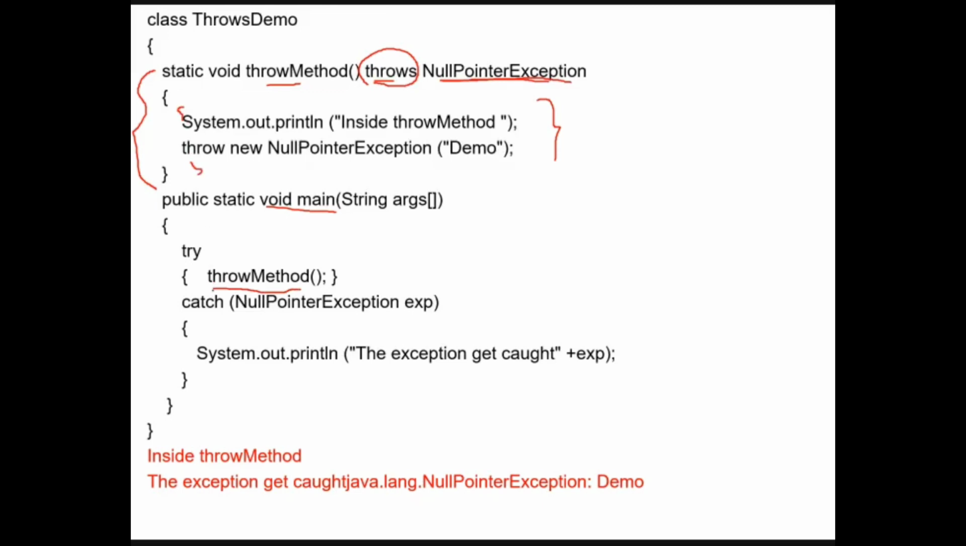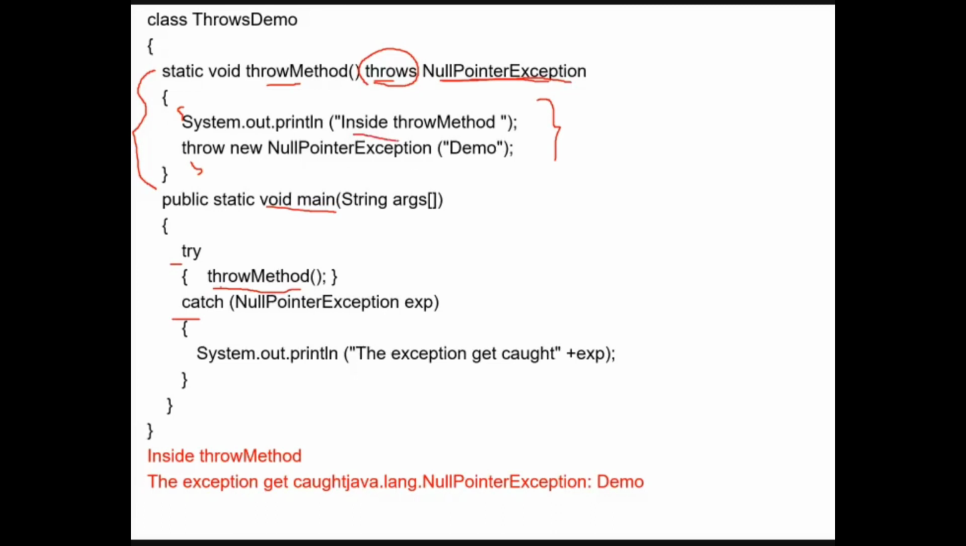Since I'm calling the throw method here, I should write it within a try-catch block. Otherwise, what will happen? If it is a checked exception, the compiler will show an error. If it is unchecked, abnormal program termination will happen. Okay, so now it will come here.